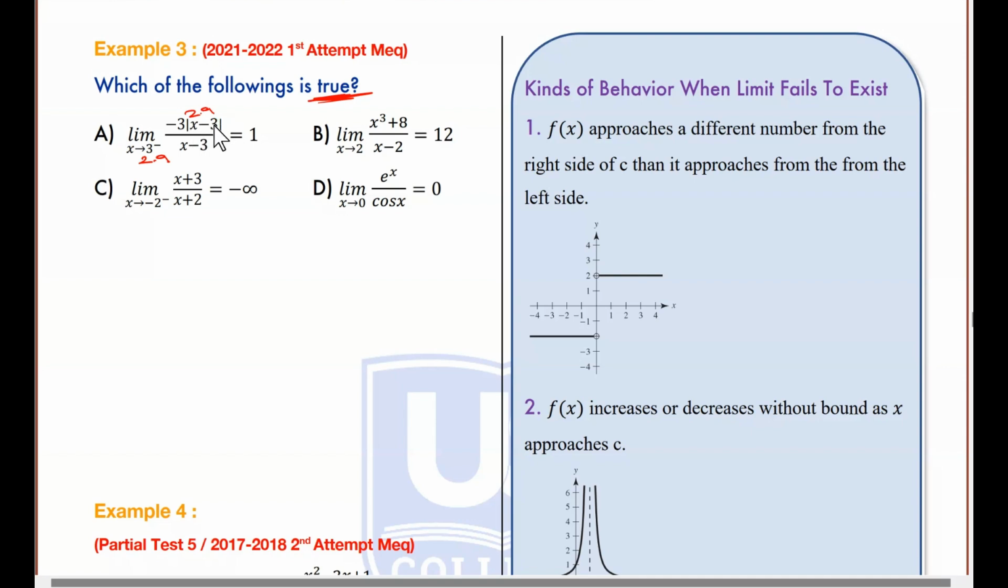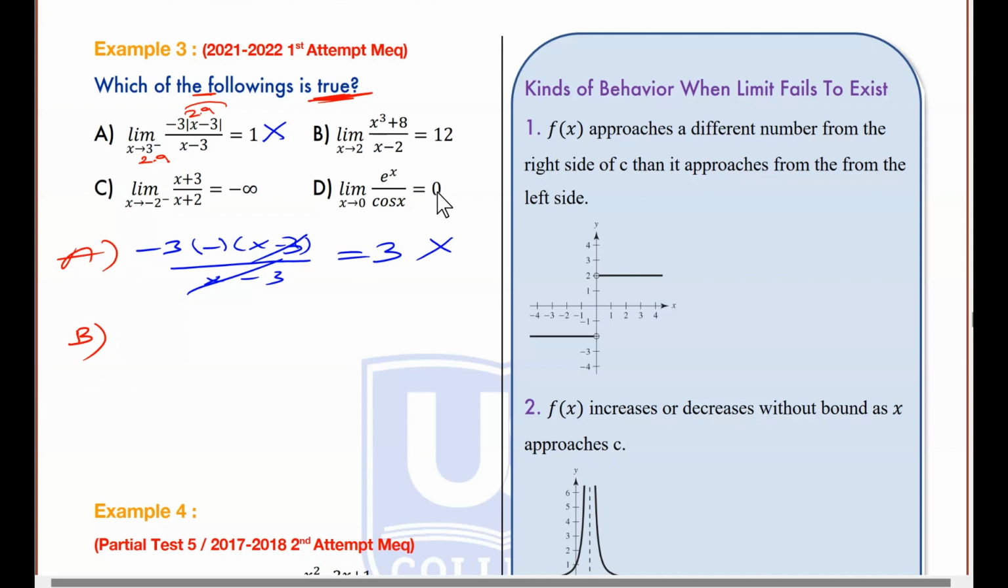So 2.9 minus 3 is negative 0.1, which is a negative number. So if inside of the absolute value is negative, then its opposite will come out. Opposite of x minus 3, negative x minus 3. In the denominator, you have x minus 3. The x minus 3 will cancel each other. Negative 3 times negative 1, positive 3. It says 1, so it is false. Option A is false.